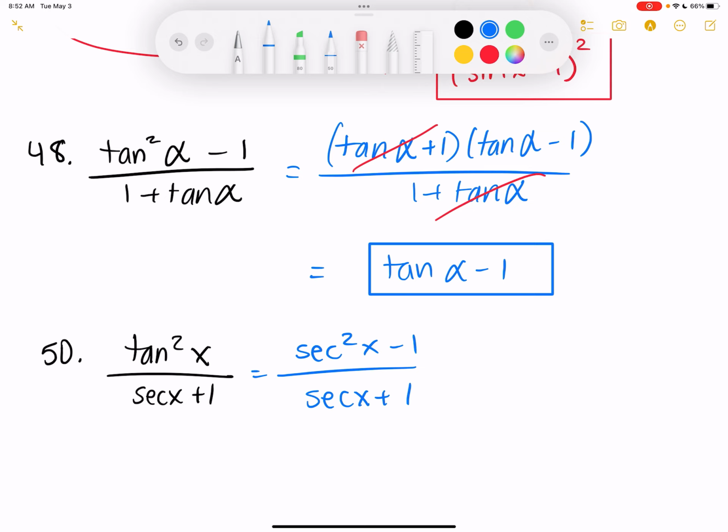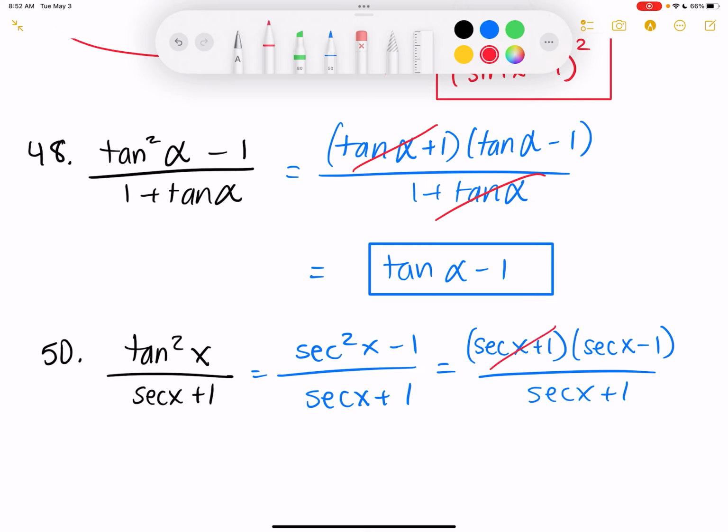Now, what do you notice about the top? It's squared, a difference. Much like 48, it is also a difference of squares now. So what would the top be? Secant of x minus 1 times secant of x plus 1, all over secant of x plus 1. Then cross off the secant of x plus 1, and you have secant of x minus 1.